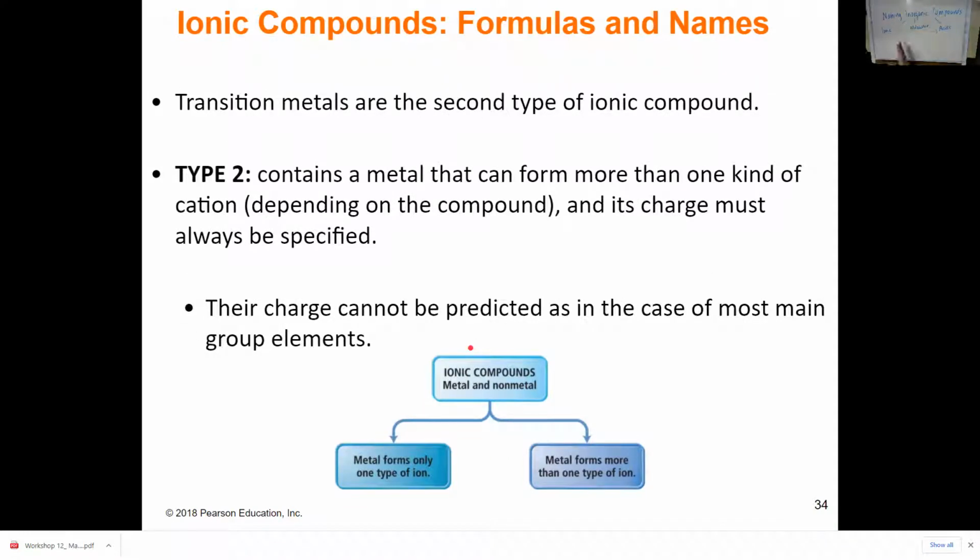The second type of ionic compound, the type 2 ionic compound, has a metal whose charge will change depending on the compound that you're looking at. The charge of a type 2 metal has to be specified every single time, because the charge can't be predicted based on the group number, like the type 1 compounds.